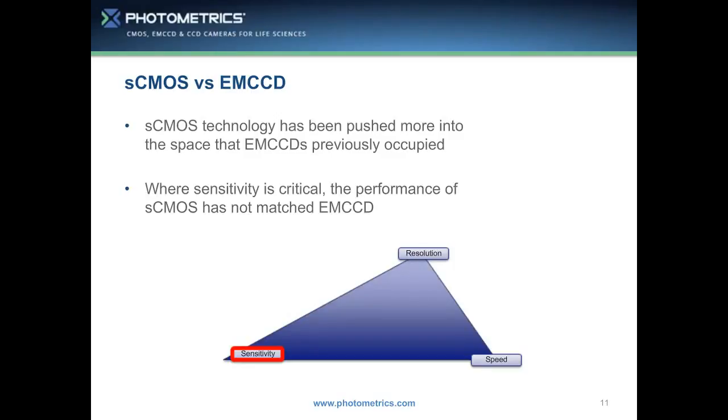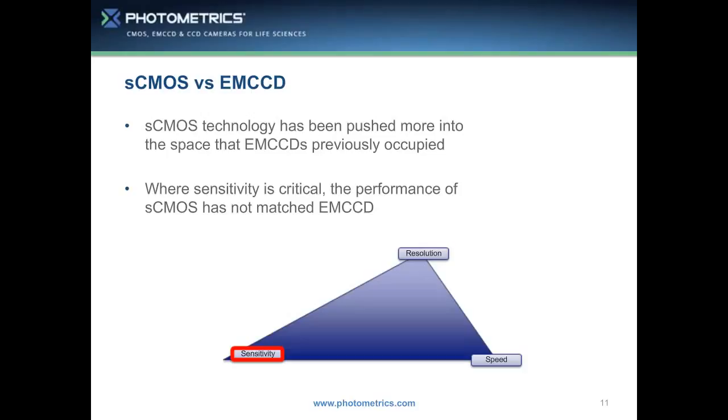One of the parameters, or if you look at this triangle here, what this basically emphasizes is that sCMOS cameras gave you speed and resolution, and they gave you decent sensitivity. But when you're imaging at higher magnifications or very dim samples, the sensitivity becomes absolutely critical.